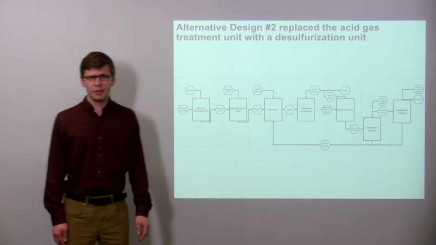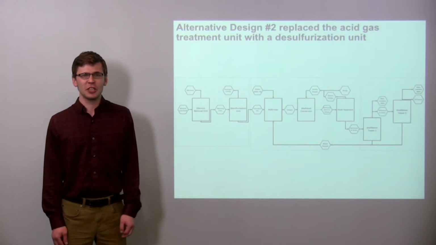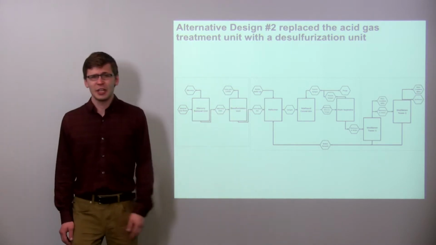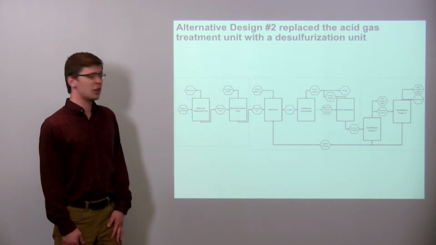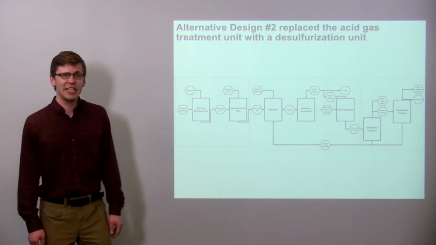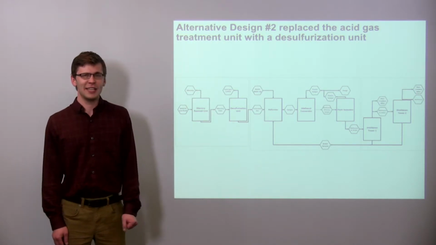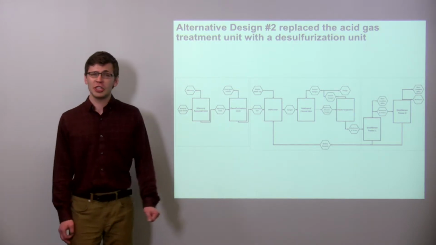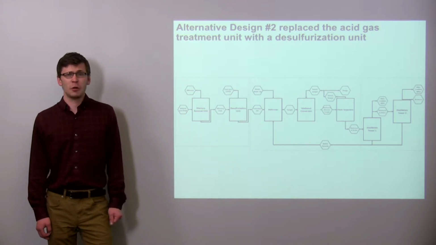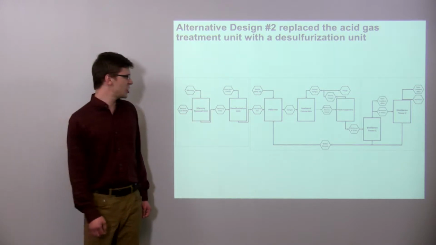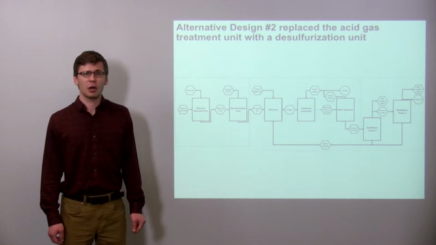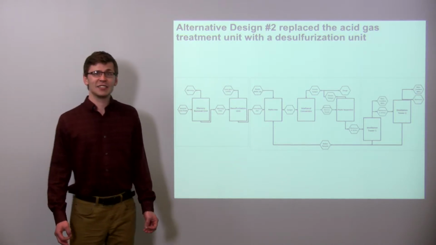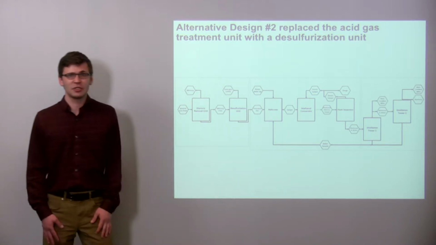For a second alternative design, the acid gas removal unit was replaced by a desulfurization unit. The desulfurization unit removes hydrogen sulfide and leaves carbon dioxide in the stream. Carbon dioxide is desirable because of the secondary reaction that is capable of producing our desired product, methanol. The desulfurization unit only uses activated carbon and does not include a complicated acid gas removal system as previously described.